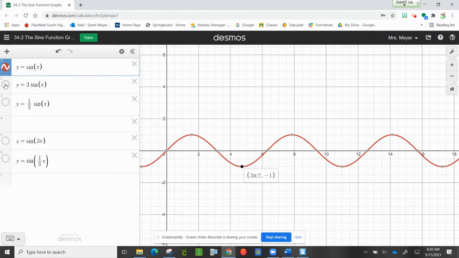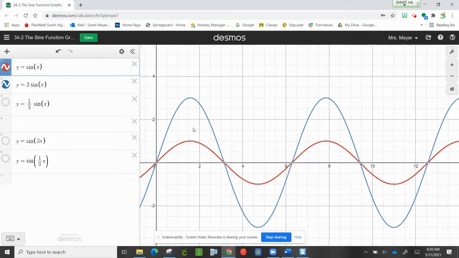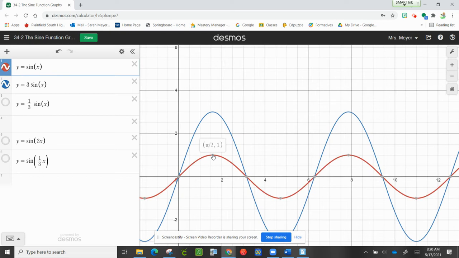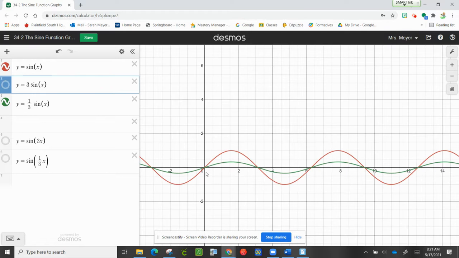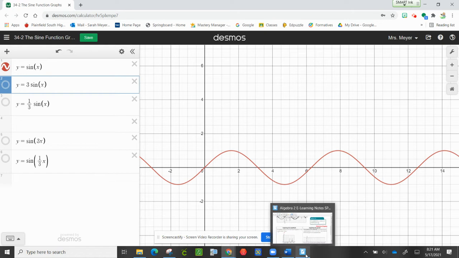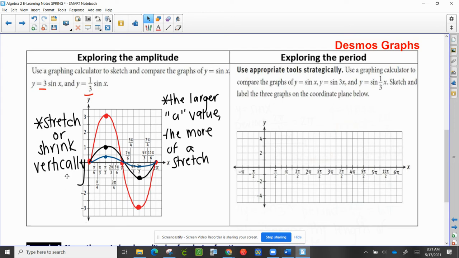But let's see. If we graph 3 sine of x, hopefully you notice that increases the amplitude. We go from just being at 1 here to being at 3. So it's going to multiply that function by 3. If we have a 1/3, you can see that makes it a shorter curve. It kind of shrinks it a little bit. So when we're exploring our amplitude here, the amplitude is going to shrink or stretch your graph vertically. If you have a big amplitude, it pulls it up. Small amplitude will shrink it down. The larger the a value, the more of a stretch that you get.